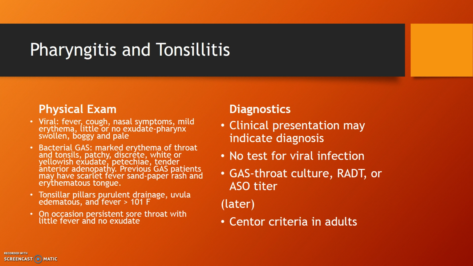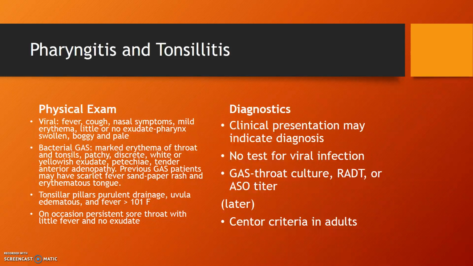Tonsillar pillars have purulent drainage. The uvula is edematous, and fever is greater than 101. On occasion, persistent sore throat with little fever and no exudate. Now, isn't that confusing? So you have those variants, but typically you're going to see what I said above. Diagnostically, clinical presentation may indicate the diagnosis. And again, just know the difference between the typical and keep in mind that on occasion you have these variants.